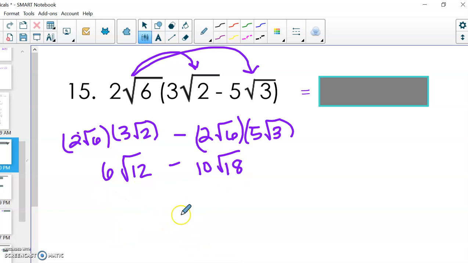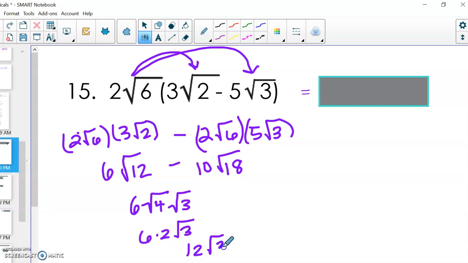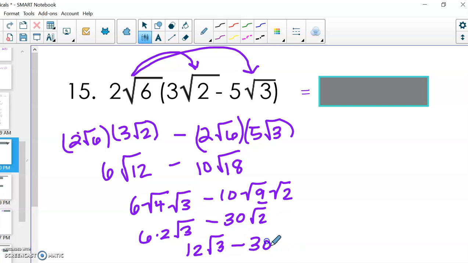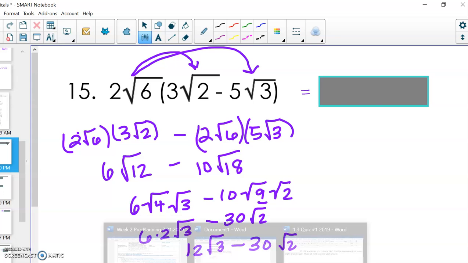Okay? Then each of these can be simplified a little further. So 6, think about 12, is square root of 4 times square root of 3. We know the square root of 4 is 2. So this is 6 times 2 times the square root of 3. So we have 12 on the square root of 3 minus, all right, 10 on the square root of 18. Square root of 18 can be broken down into the square root of 9 times the square root of 2. The square root of 9 is 3, so this is 30 on the square root of 2. Because it did 10 times 3.